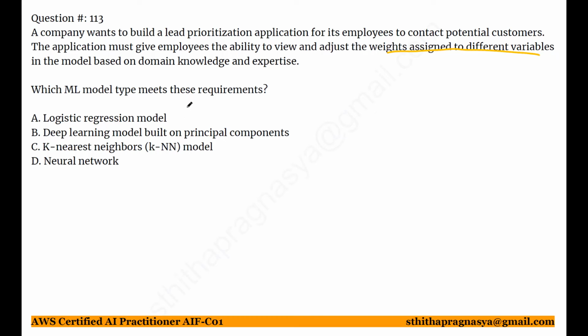Its weights, what they call coefficients, are interpretable and can be adjusted based on domain expertise. This transparency makes it ideal for scenarios where employees need to understand and tweak the model based on variable importance. So I guess this is the right one, as logistic regression meets the requirement for interpretability and adjustability.